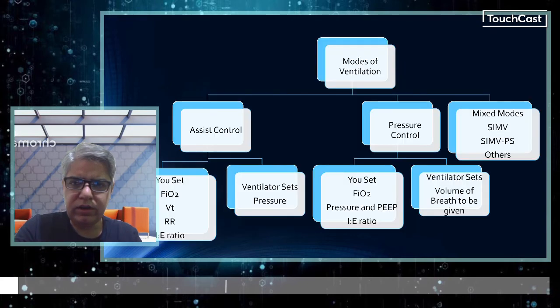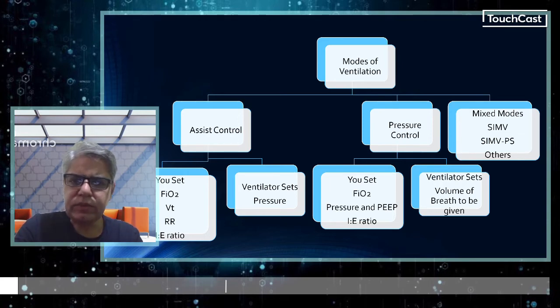Fine. So moving on to some of the modes of ventilation. As I told you earlier, we can have the assist control, we can have the pressure control, and we can have some mixed modes. Now in assist control, what we do is basically we set the FiO2 level, that is the fraction of the inspired oxygen level. We set the tidal volume. The tidal volume is the amount of air that will be pushed in every breath, and that is around 4 to 6 mL per kg ideal body weight. We also set the respiratory rate, and we also set the IE ratio.